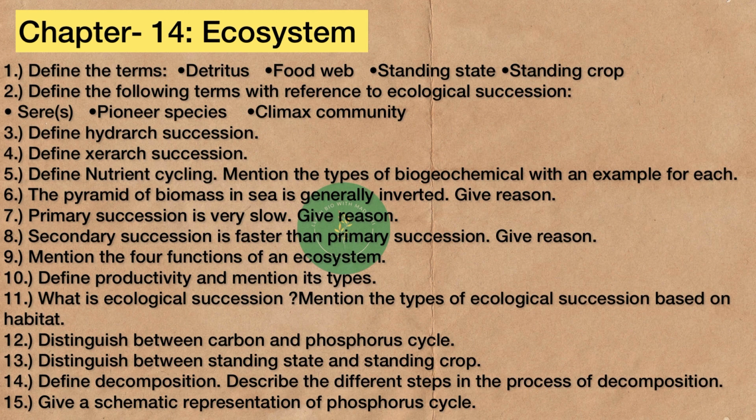From chapter number 14, ecosystem, focus on terms like detritus, food web, standing state, standing crop. Also focus on ecological succession terms and hydrarch succession, xerarch succession, define nutrient cycling and biogeochemical cycles like carbon cycle, phosphorus cycle. Also very important concepts like pyramid of biomass, pyramid of energy, pyramid of number. You have to study all these terms. Define decomposition and different steps in the process of decomposition.